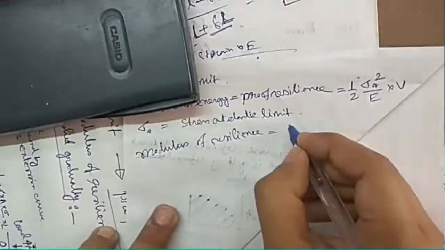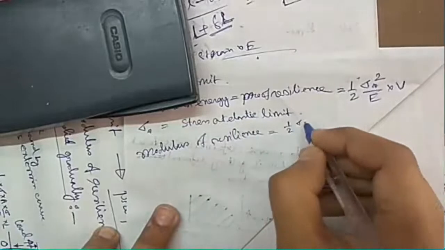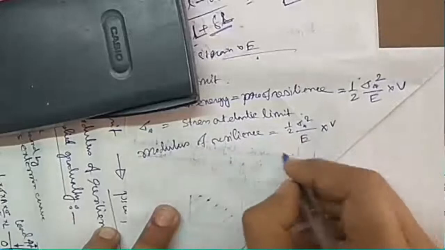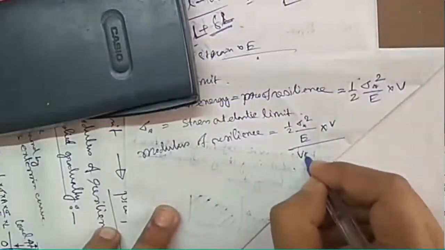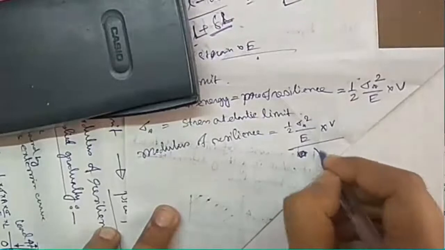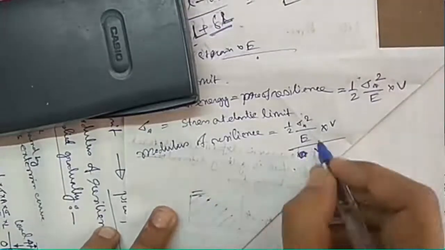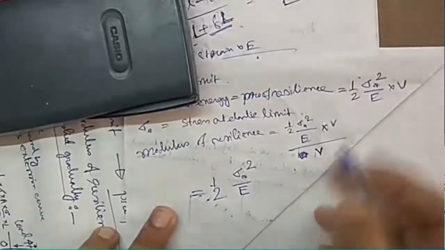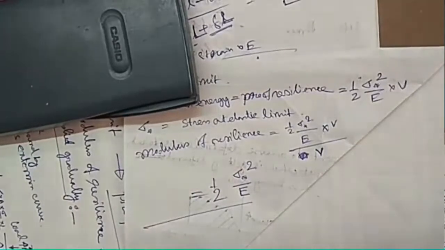Okay. So now the modulus of resilience will be the value of proof resilience by the volume. Volume can simply be written as V. So as a result, we will get half into sigma square by E, because V and V will be cancelled out. That is the value of modulus of resilience. Okay, now we'll go for the next topic.